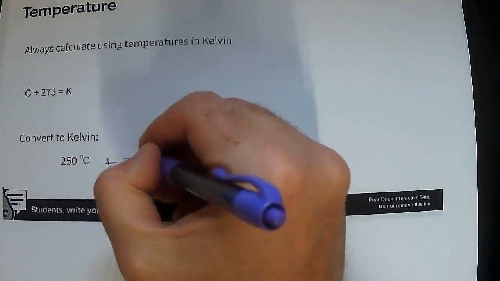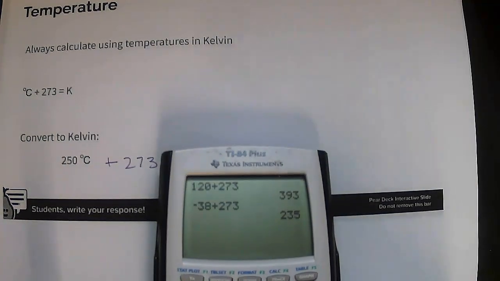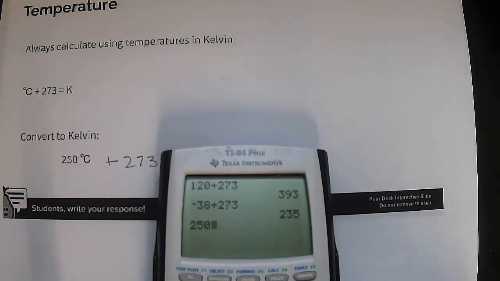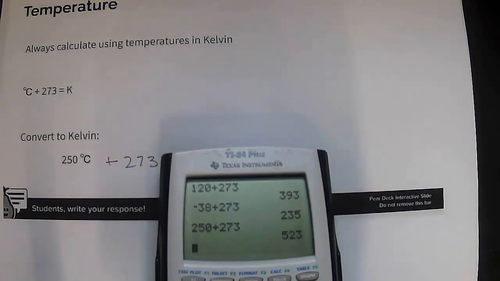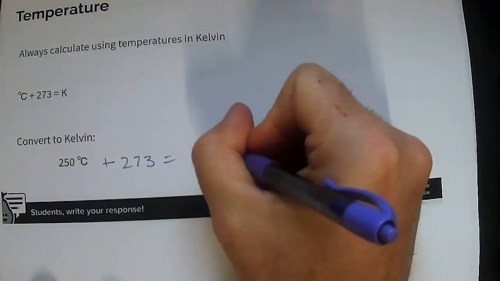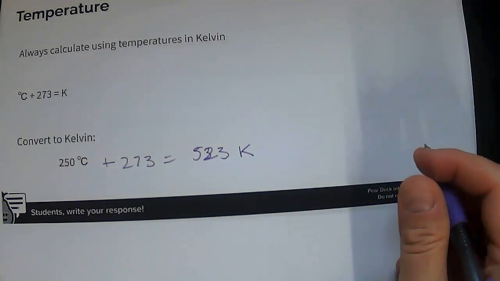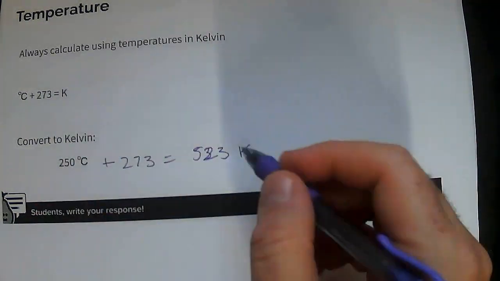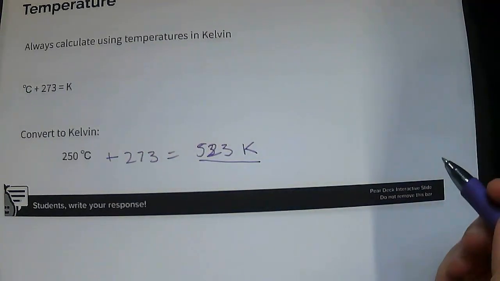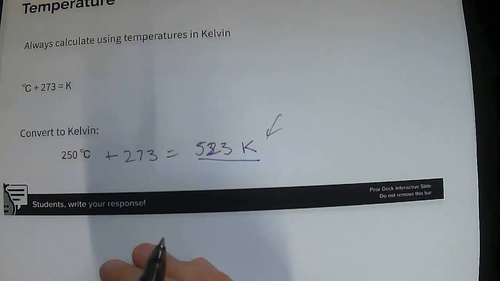So now we get 250 plus 273. That's 523. 523, and that's K. We're going to put that in K, the unit. So this is our converted temperature. Whenever we do a calculation, we need to double check that we are in Kelvin.